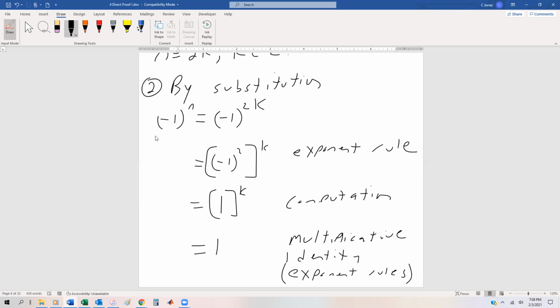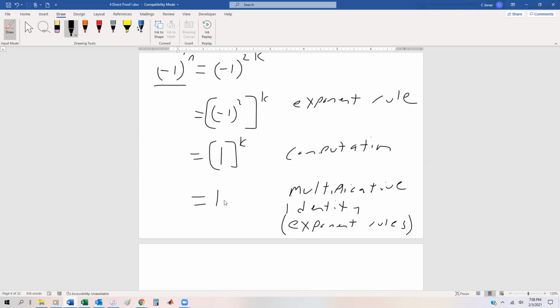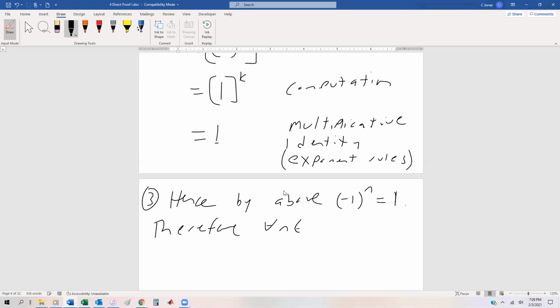All right. And what have we done? We've shown that minus 1 to the n, where n is an even integer, is going to be equal to 1. Okay, so third part, we can say hence, by above, minus 1 to the n is equal to 1. All right, and we don't really have a definition. It just is what it is. And we can say, therefore, for all n in Z even, minus 1 to the n is equal to 1.